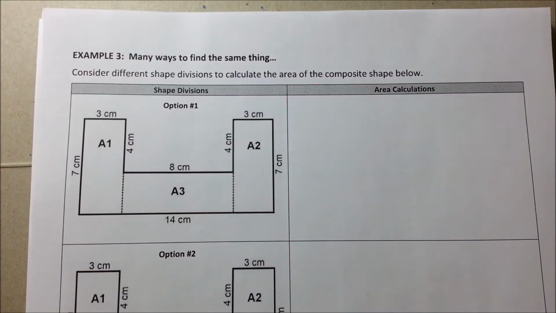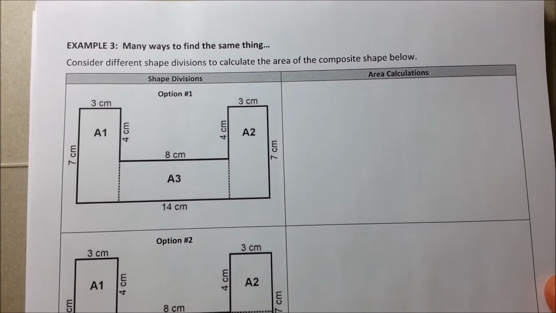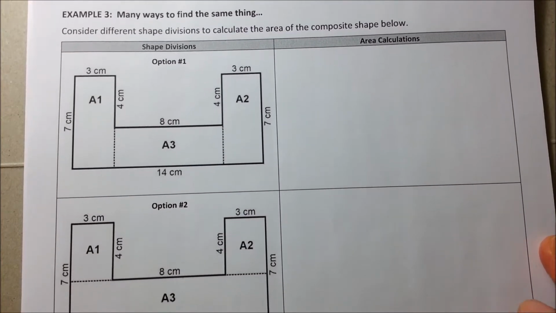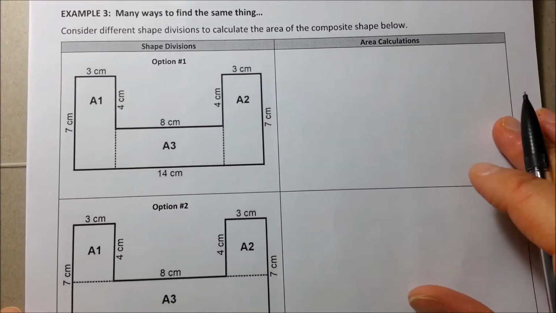Example 3. With this example, I just want to give you a sense that when you approach these types of problems, when you're trying to find the area of composite shapes, there isn't only one approach. You can have many different approaches. So here, let's take a look at this example.